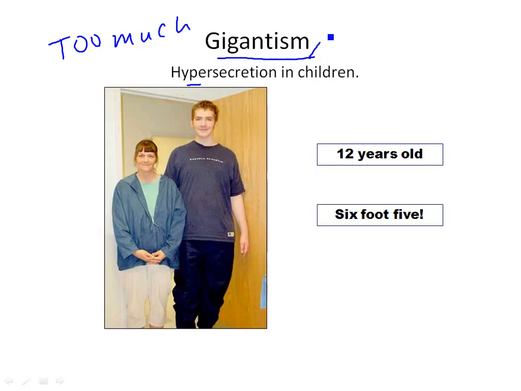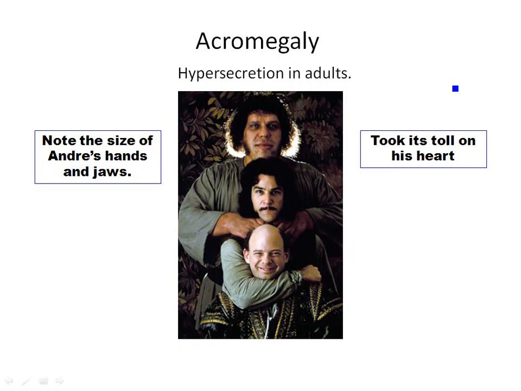Now hypersecretion of growth hormone, a lot of times that's associated with some kind of a tumor of the anterior pituitary, a tumor causing too much growth hormone to be released. So this is in the child. After your epiphyseal plates close, if you have a tumor and you have over-secretion or hypersecretion of GH, or growth hormone, it's called acromegaly. And this is Andre the Giant. If you guys have seen Princess Bride, he's the guy in The Princess Bride.